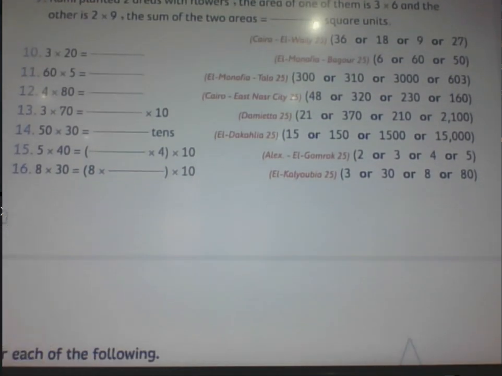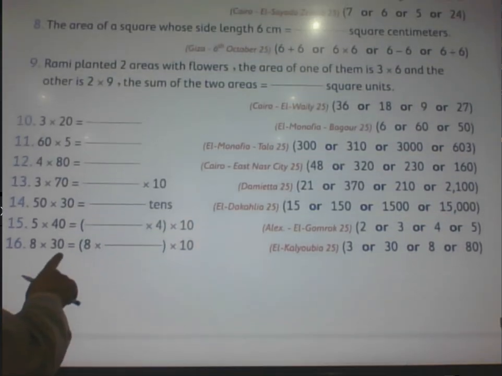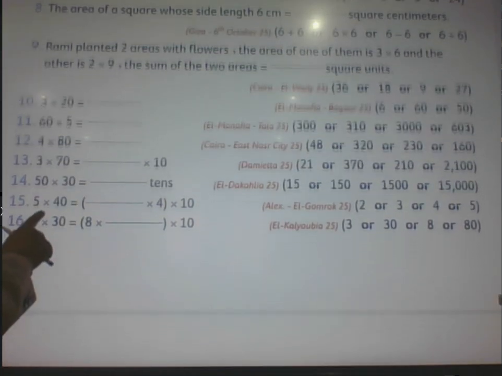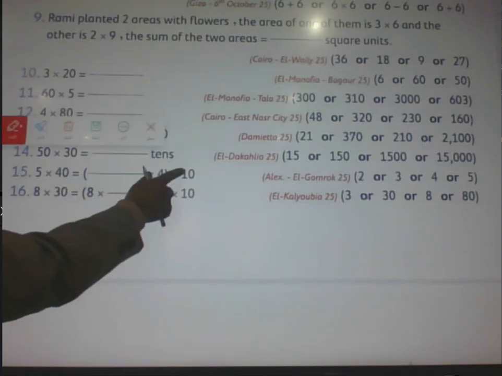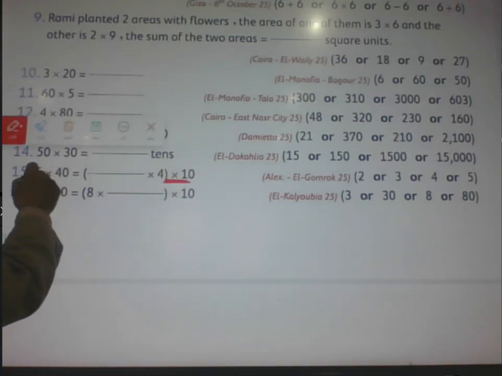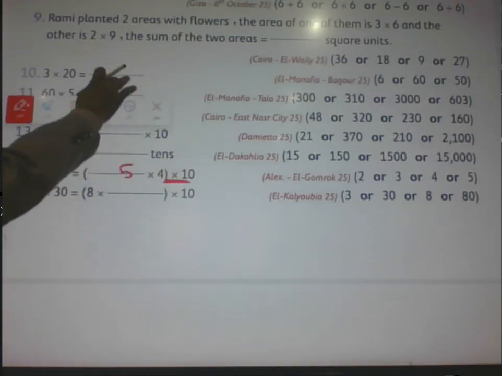What is the answer now? Okay. Next question, question number 15: 5 times 40 equals space times 4 times 10. We know 4 times 10 is 40, then the remainder here, we're missing 5, right?